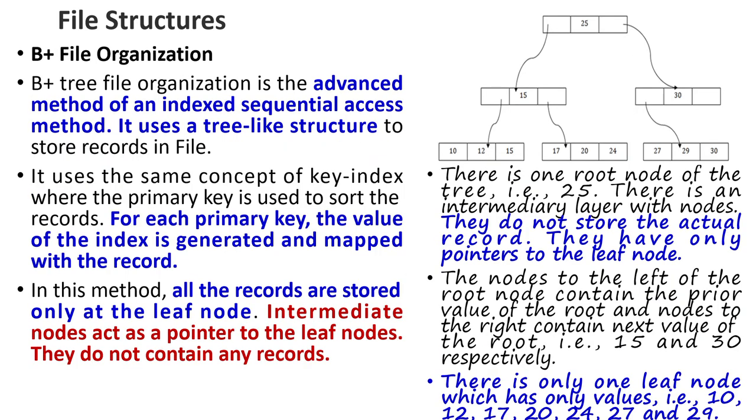B plus file organization. B plus file organization is the advanced method of an index sequential access method. It is a tree-like structure to record and store files. It uses the same concept of key index, where the primary key is used to sort the records. For each primary key, the value of the index is generated and mapped with the record. In this method, all the records are stored under the leaf nodes. Intermediate nodes act as pointers.